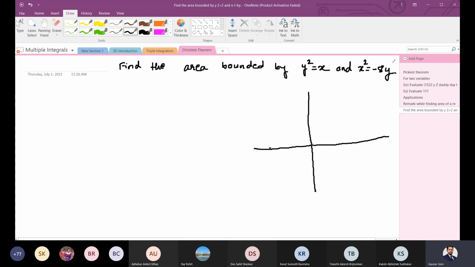So y square is equal to x is a parabola which is opening towards positive x-axis. What about the second one? X square is equal to minus 8y. It is a parabola opening towards negative y-axis, so they will have some intersection. So this is the area which we actually need to find.